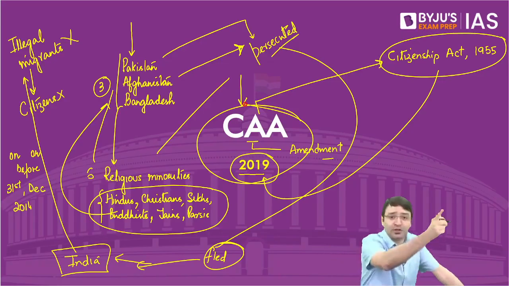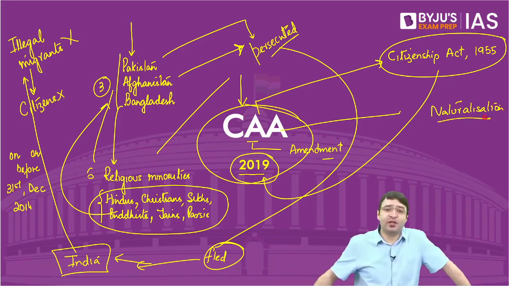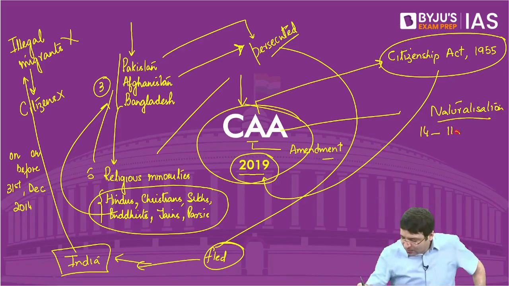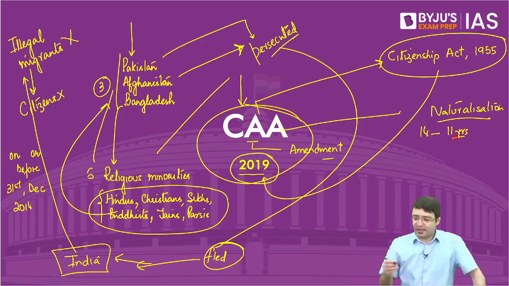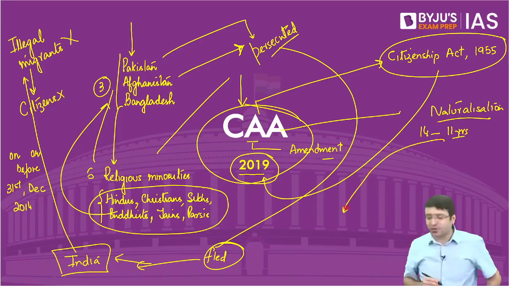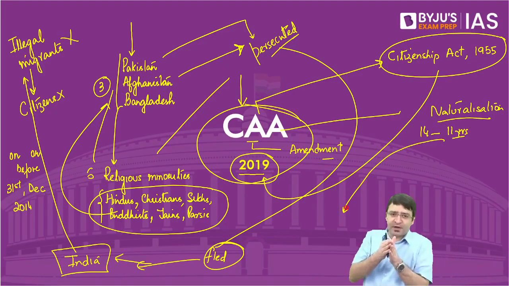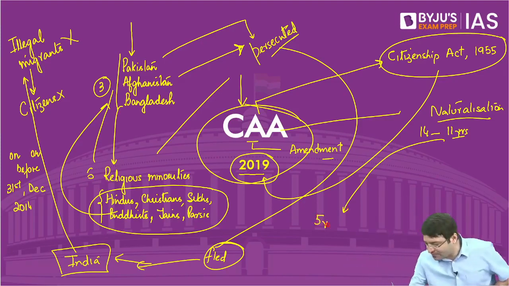But through which route they are eligible for citizenship? Naturalization. But for naturalization, you have to meet certain conditions. That means you should have resided in India for 11 years out of the previous 14 years. Now the Citizenship Amendment Act said this period of naturalization, this requirement that you should have resided in India for 11 of the previous 14 years, this requirement has been reduced to 5 years.